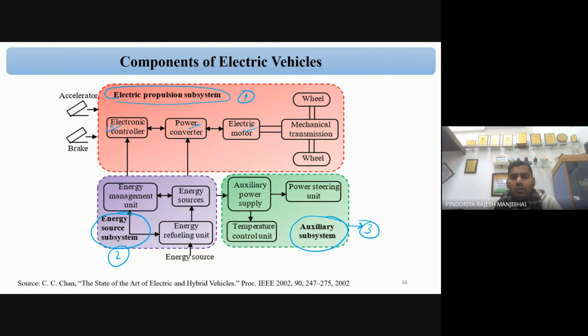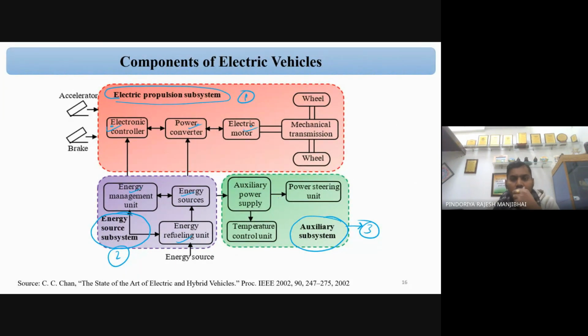Correct. Now the second one is the energy storage subsystem. So we have to manage the energy. There is an energy management unit, energy refueling unit, and energy source. So that is basically the energy storage subsystem.